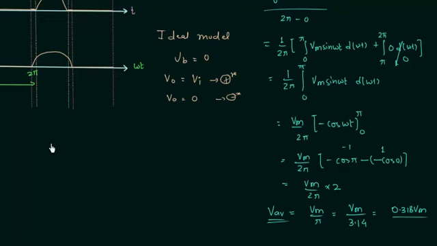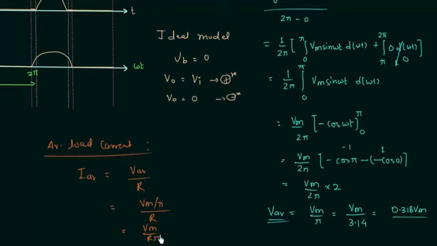Now I will derive the expression for average load current. I will use the expression of average output voltage. Average load current, I average, is equal to V average divided by R, where R is the load resistance. V average is equal to Vm divided by pi divided by R. So this is equal to Vm by R pi. Vm by R is Im, the maximum value of load current. So we have Im divided by pi as the value of average load current.